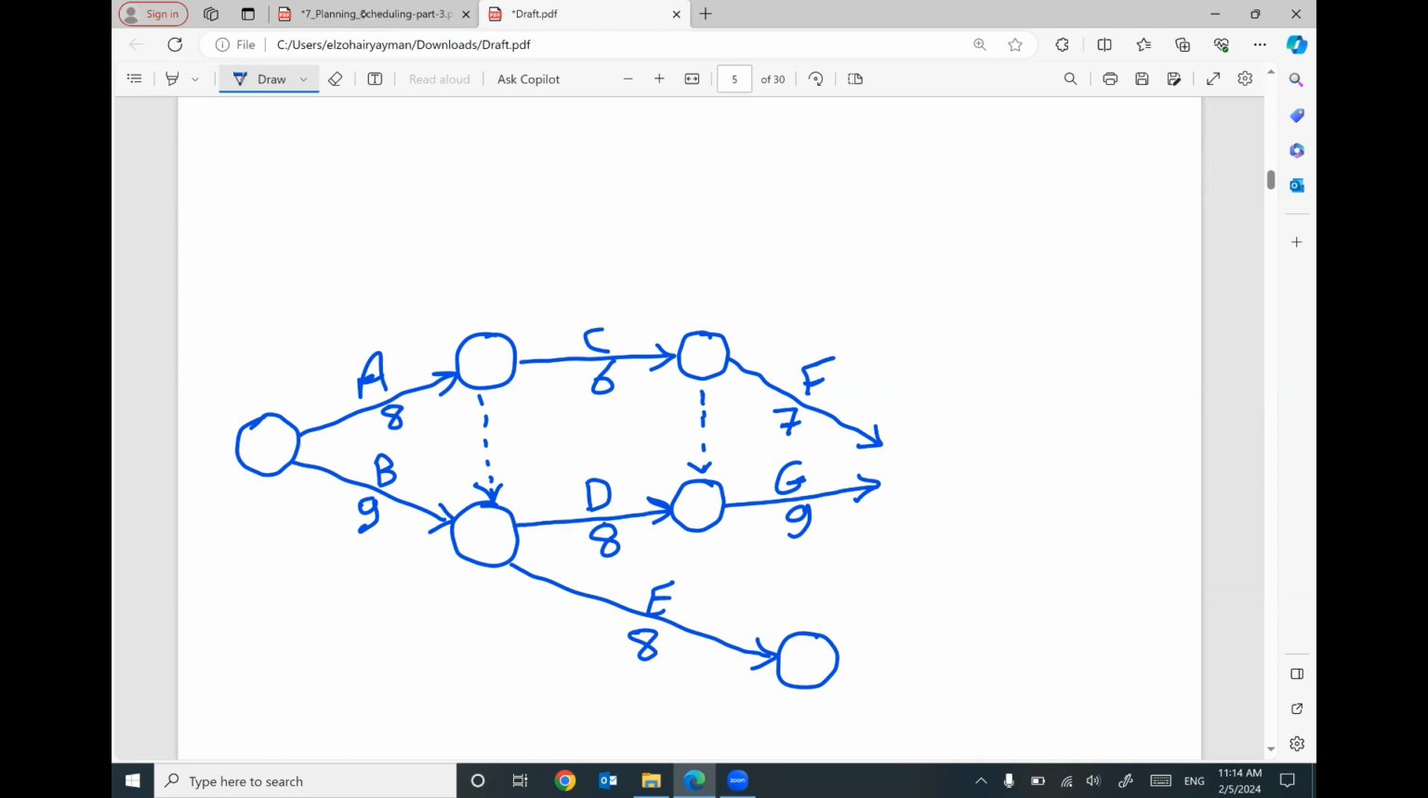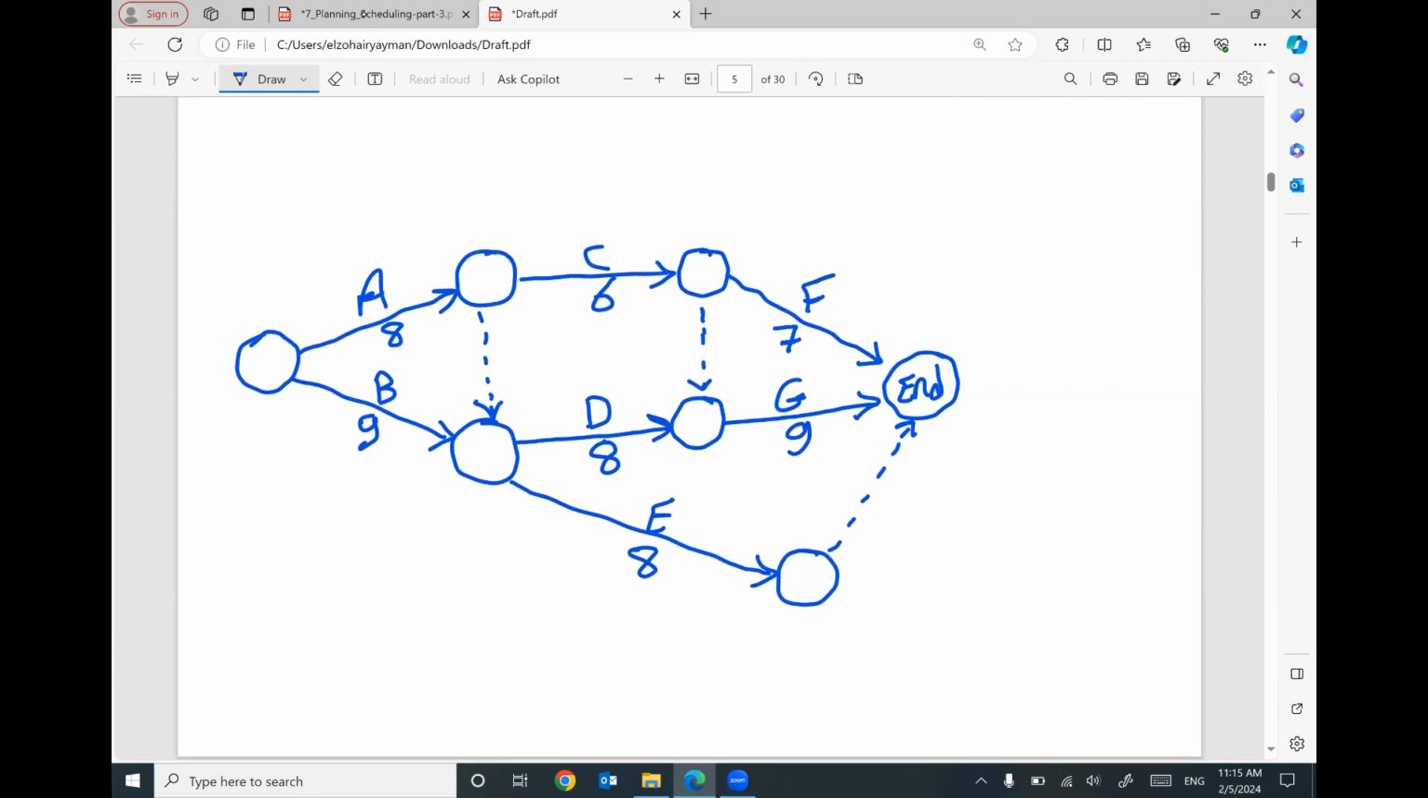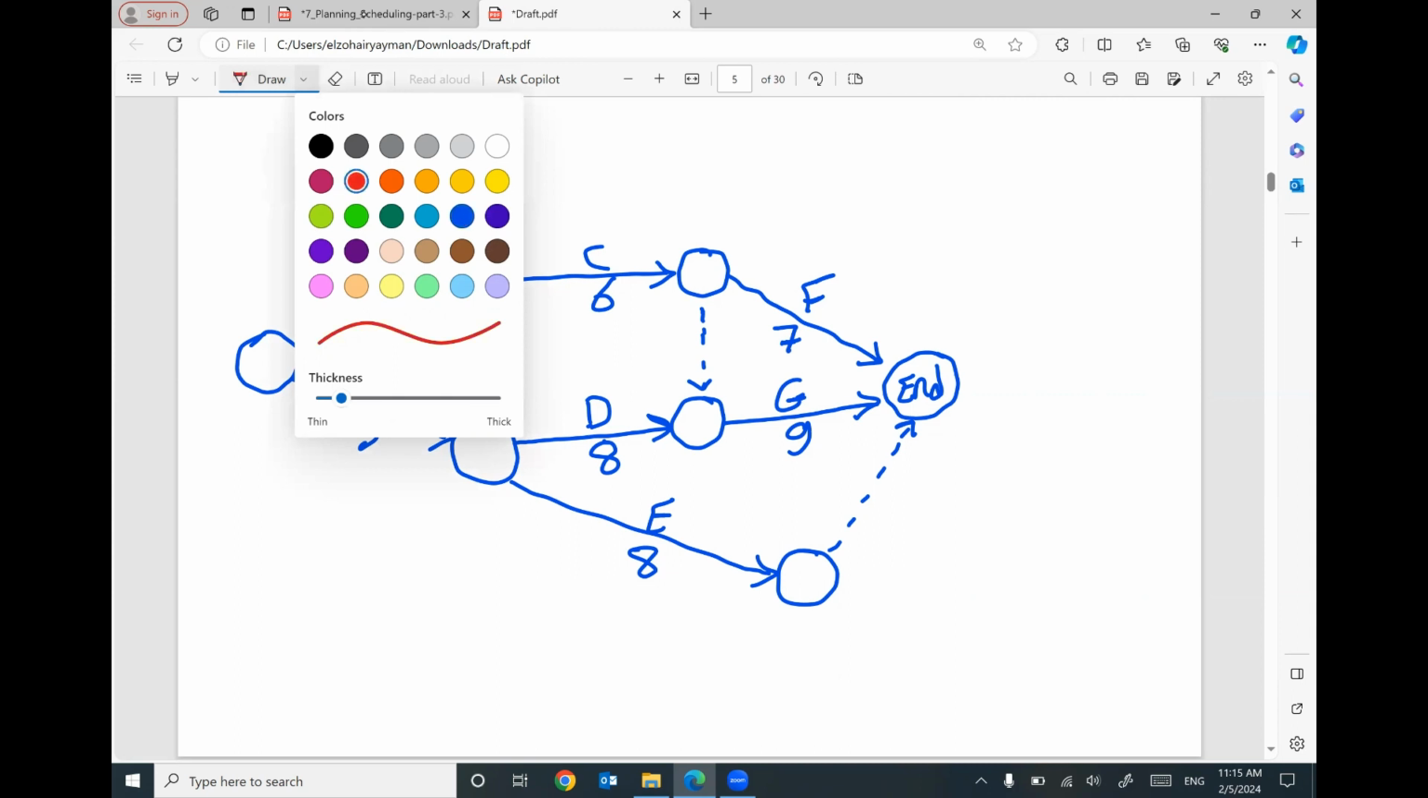Now I have to construct one node here, which represents the end of the project, and then every last activity like F, G, and E must go to this end. So I will draw here a dummy activity to represent that activity E will end by the end of the project. I cannot draw one arrow to the end. That's fine. So this is the activity on arrow.